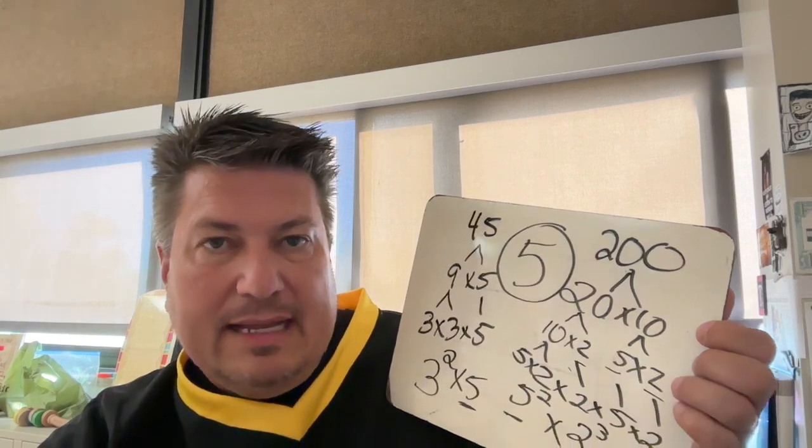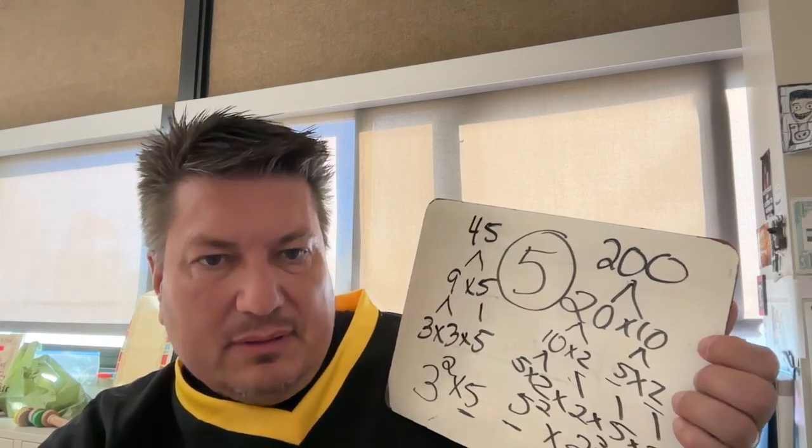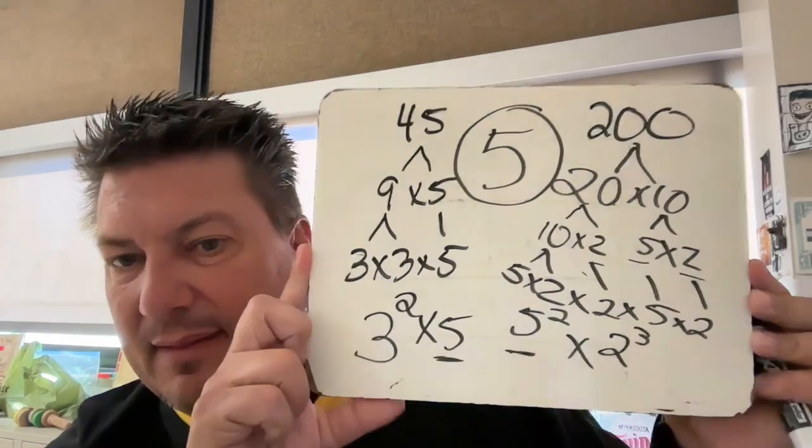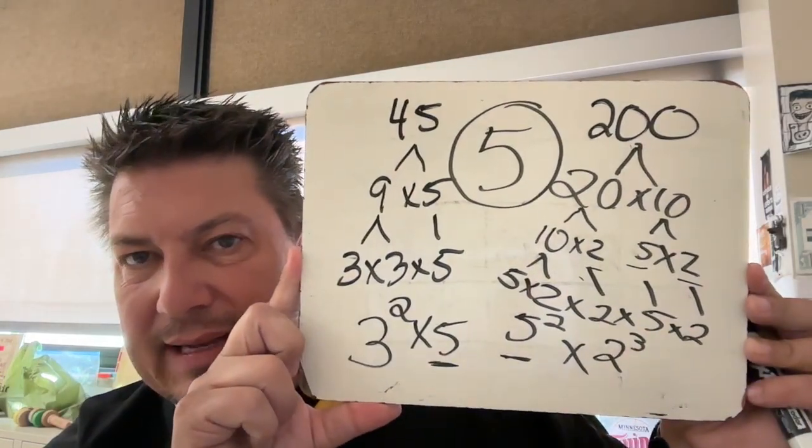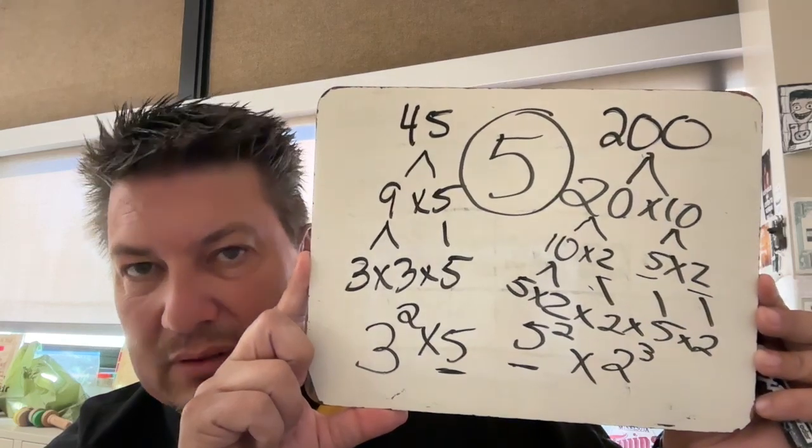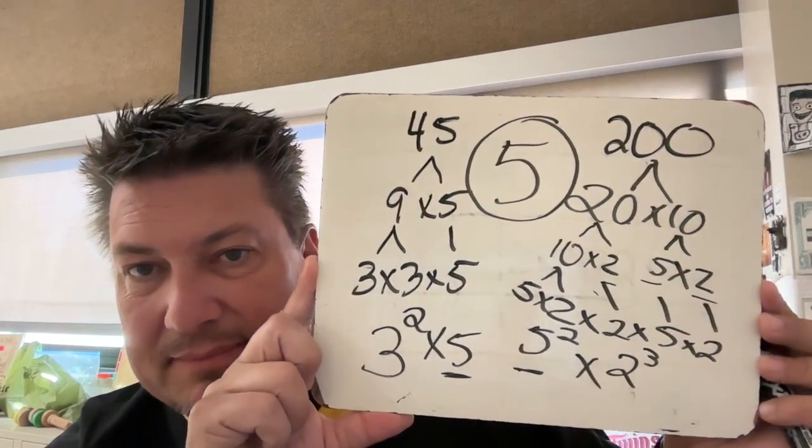Okay. If we were to find least common multiples, which is a totally different subject, we would skip count by 45's. We would skip count by 200's until we came to a multiple that was in both lists. So you're going to have to know GCF, greatest common factor, and LCM, which is least common multiple, which is the skip counting part.